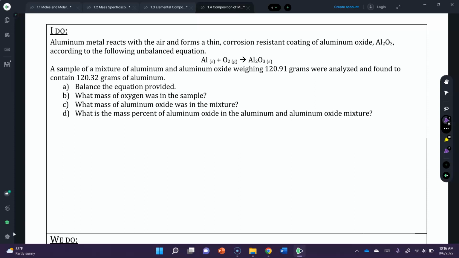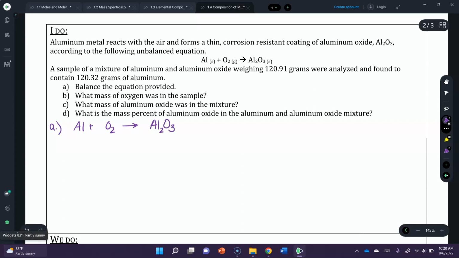These are organized in the order that you should do them. Okay, so our first one is to balance the equation. So I'm going to rewrite the equation. Aluminum, so Al2O3. I'm not writing the state symbols because they're not important right now.